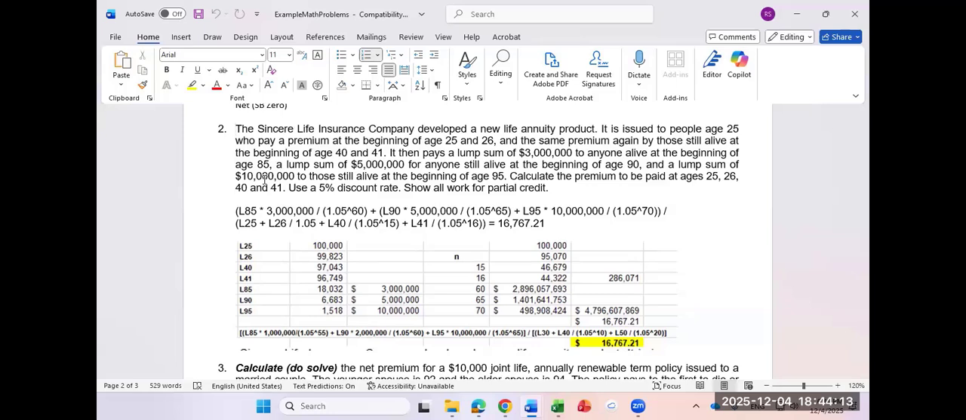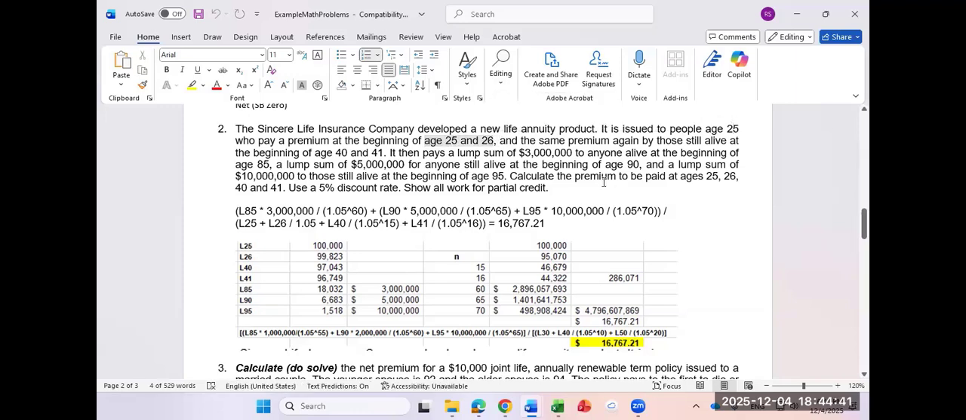It is issued to people aged 25. You pay a premium at the beginning of age 25, 26, and the same premium again. Some students look at this and they just go catatonic, and you don't want to do that. When they pay premiums, remember when you pay a premium, you put that into the denominator. So they're going to pay a premium at age 25 and 26.